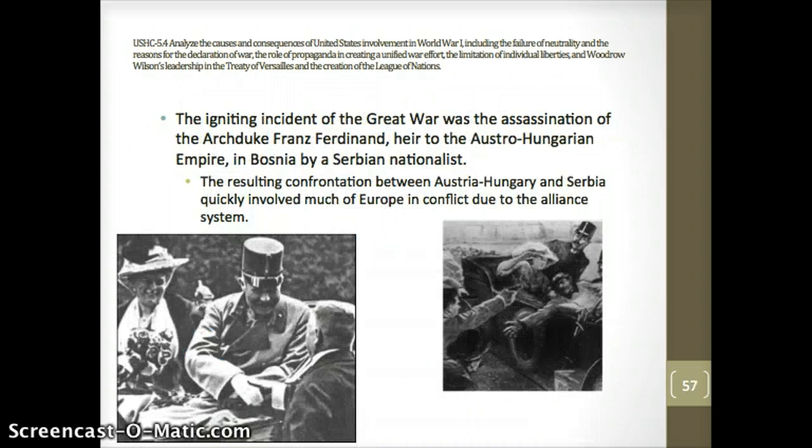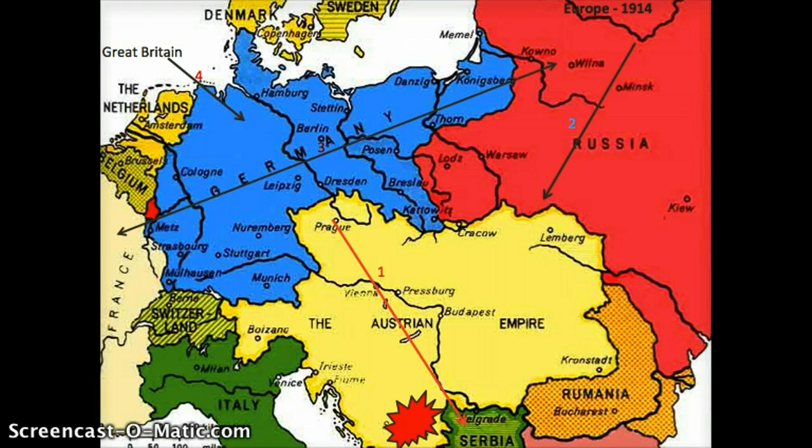The igniting incident is the assassination of Archduke Franz Ferdinand. He was the heir to the Austro-Hungarian Empire, and he was shot in Bosnia by a Serbian nationalist. The resulting confrontation between Austria-Hungary and Serbia is eventually going to lead to a huge war amongst Europe. We're not necessarily going to need to know each individual detail of how that started, but it's important to understand the basics as we're getting into World War I, so you can understand the Treaty of Versailles at the end. This shows how it all started with Serbia and Austria-Hungary right there, and that's where the war started, and then each country is going to be pulled into the war because of their alliances.